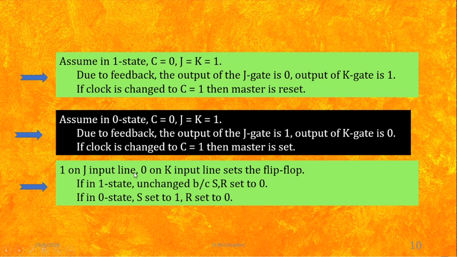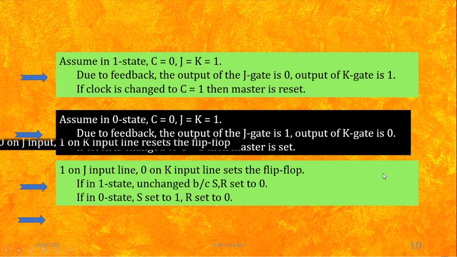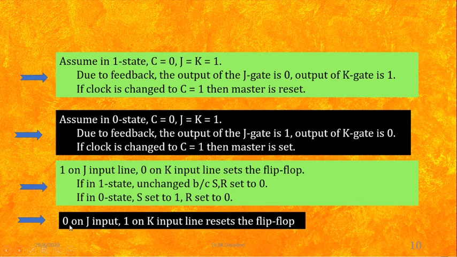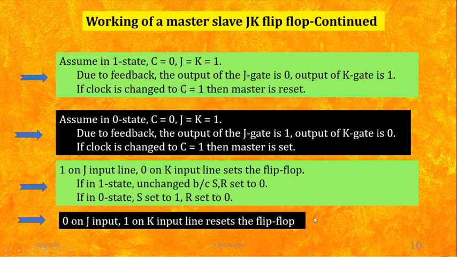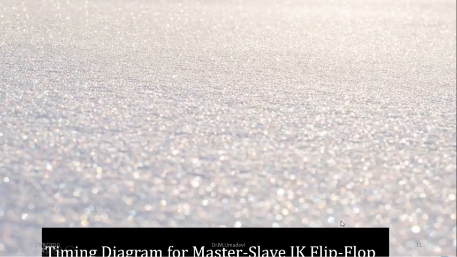1 on the J input line, 0 on the K input line sets the flip-flop. If in one state it is unchanged, S is set to 0. If in the 0 state, S is set to 1 and R is set to 0, and this is as far as the SR clocked flip-flop is concerned. And these two are about the JK flip-flop. 0 on the J input, 1 on the K input line resets the flip-flop. And this is the continuation of the working and you have to include it in the working part.